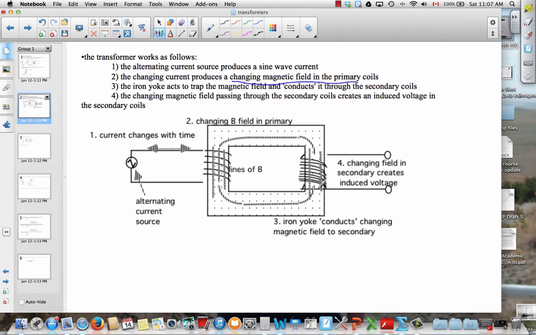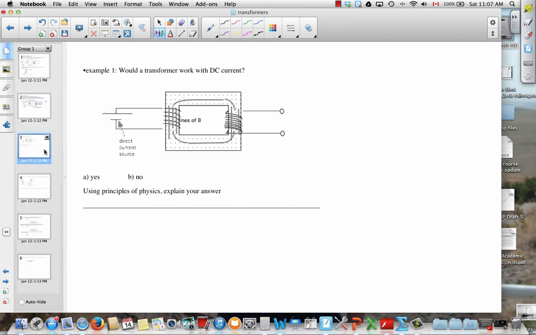Now the function of the iron yoke is to make a magnetic circuit and to conduct the changing magnetic field on the primary side over here to the secondary output side. Now you've got a changing magnetic field through this coil. That means you've got a changing flux. So a changing field gives you a changing flux, and we know that gives us induced voltage. And it's that induced voltage that is the output, the secondary voltage. So the transformer works on the basis of the induction principle, on the basis of Faraday's law.